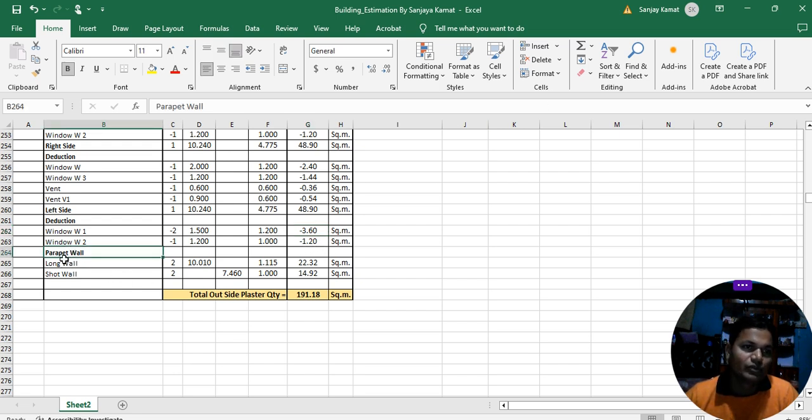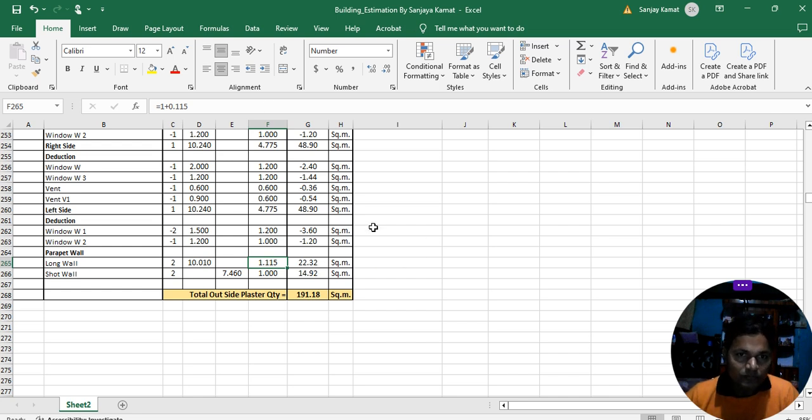At last, now we are going to talk about the parapet wall. For the parapet wall, we have to use one short wall and another long wall. For the long wall, we use number 2. Length will be 10.010 meter, and thickness will be 1.115 meter. After multiplying these three terms, 2 into 10.010 into 1.115, you will get 22.32 meter square.